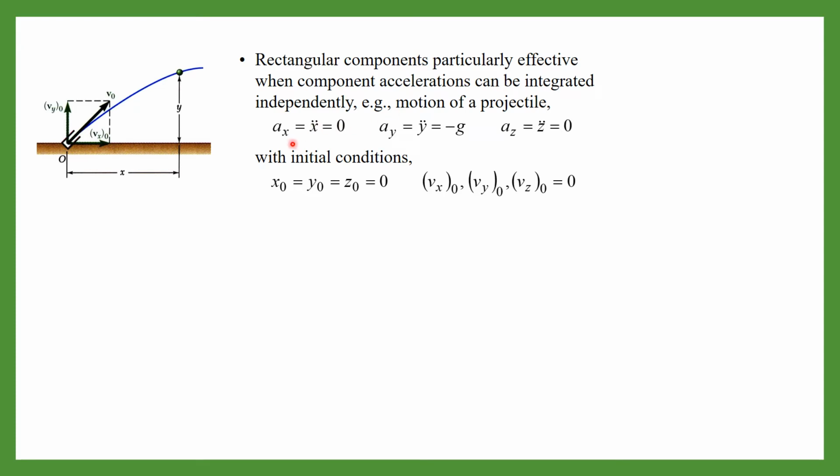So we can write the acceleration in the x direction is 0 because there is no acceleration. In the y direction we have the acceleration due to gravity, and again in the z direction the acceleration is 0. And these are the initial conditions. If you suppose this as origin, then x naught, y naught, z naught are 0. And these are the initial velocities of the projectile. So in the motion of a projectile, these rectangular components are very effective.